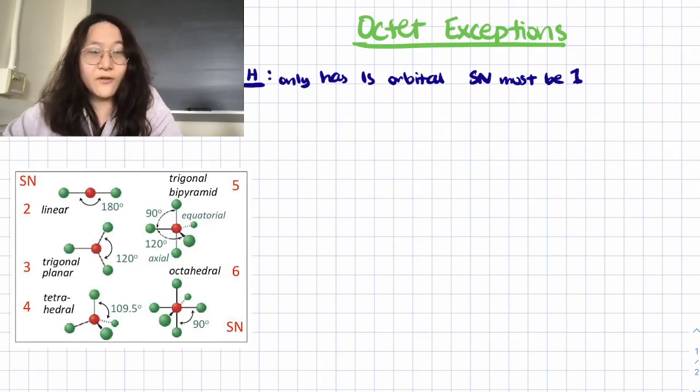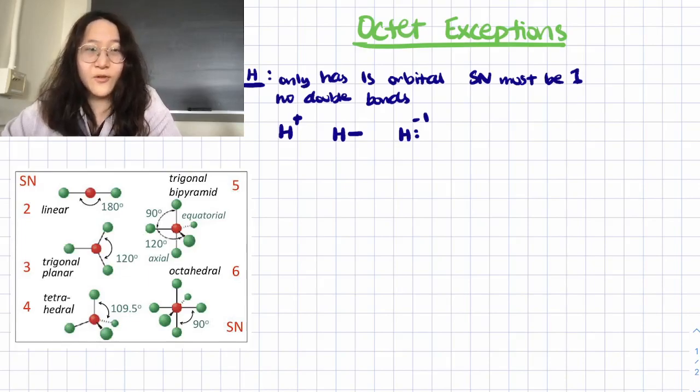It will only ever be found in just a few forms, and in all of these forms, it will not have a full octet. So we can find hydrogen as hydrogen bonded to one atom, hydrogen with a plus charge, hydrogen with a negative charge, and hydrogen with just one atom, but that one's very rare. You'll not find that when it's associated with another atom or in a molecule.